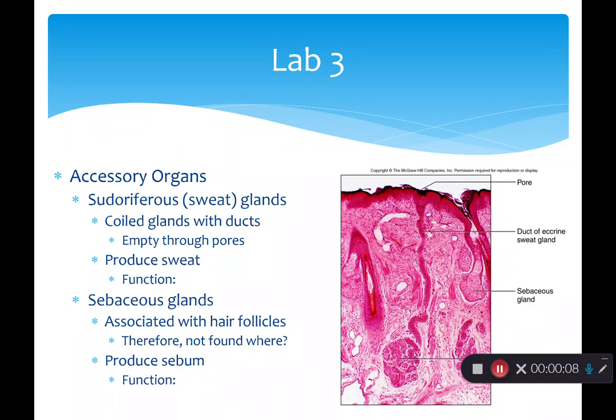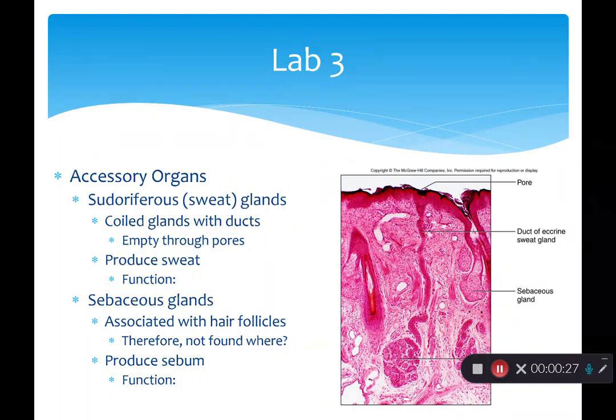So we finished talking about muscle tissue, nervous tissue, and then the epidermis and the dermis in the last video. Now we're going to cover the accessory organs, the other organs that are part of the integumentary system.